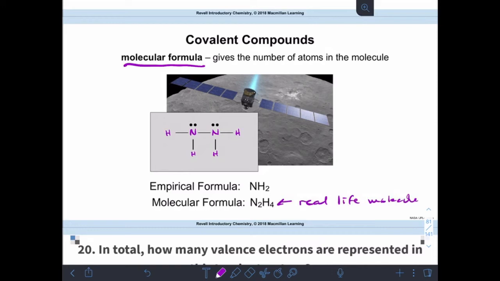Okay, that's how it exists out in the world. This other formula, the empirical formula, is the lowest multiple of the molecular formula. So if I've got a 2 and a 4 in my molecular formula, I can reduce that down to a 1 and a 2. But it still maintains the same ratio. It's still a 2-to-1 ratio, hydrogen to nitrogen. But the molecular formula is, like I said, the real-life molecule. That's how it actually is.